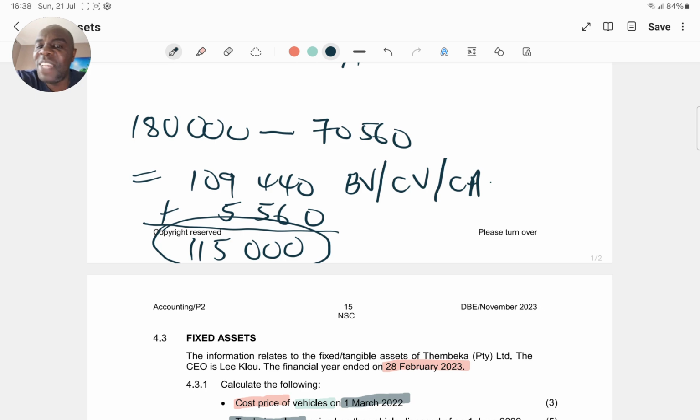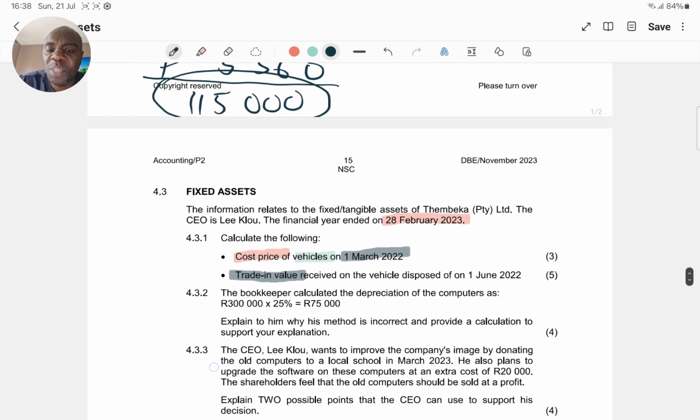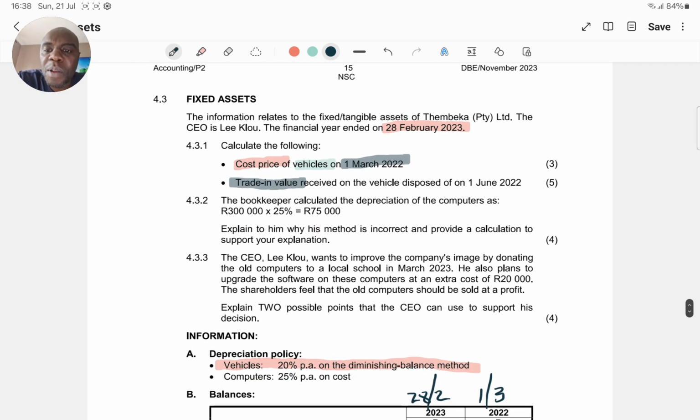In our next video, I will show you how to prepare the disposal account. We could actually have done this calculation using the disposal account. We are going to do a ledger account on how to prepare the disposal account. So watch out for the next video. All right, let's move on to question number 4.32.